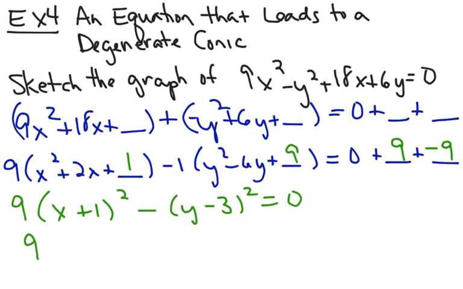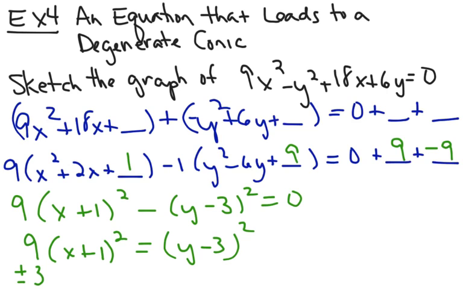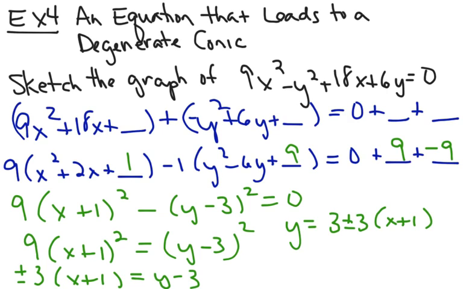What I could do is I could add the y minus 3 squared to the other side. And then I could take the square root of each side. And the problem is when you take the square root of 9, you get plus or minus 3. And then I could solve the equation for y, so I get y is equal to 3 plus or minus 3 times x plus 1.